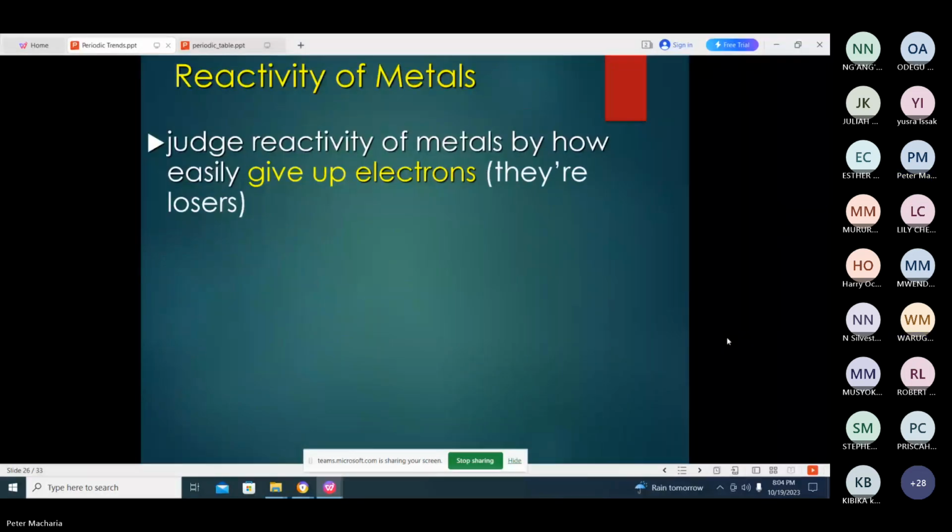So group 1 and 2 elements, those elements that form compounds by loss of electrons, are usually referred to as metals. And they are judged by the ease with which they lose their electrons. They are the losers. Yeah, they lose electrons.